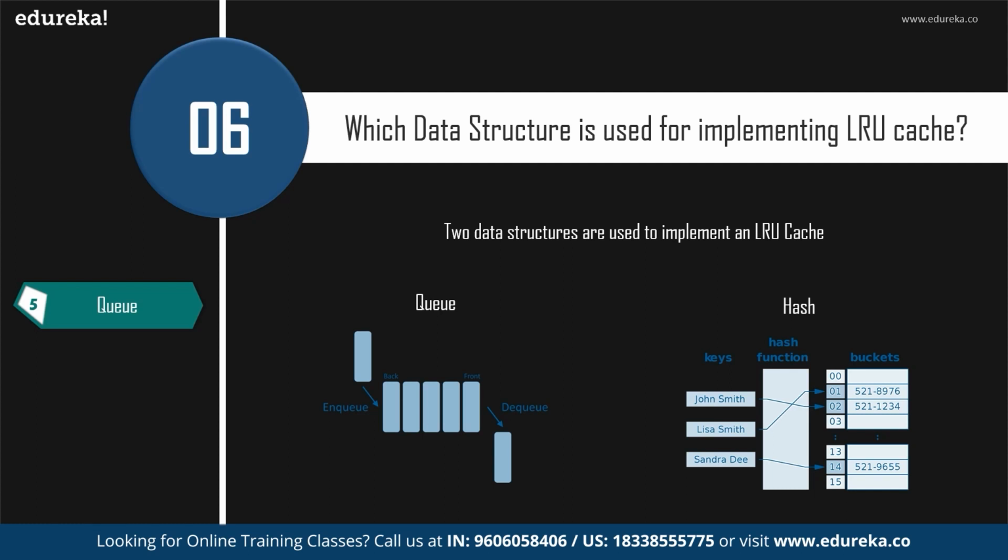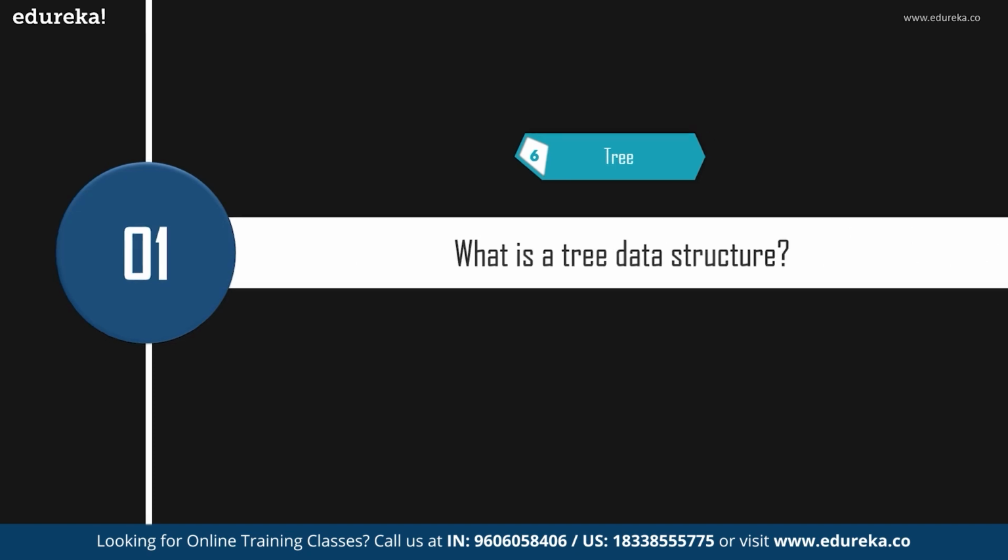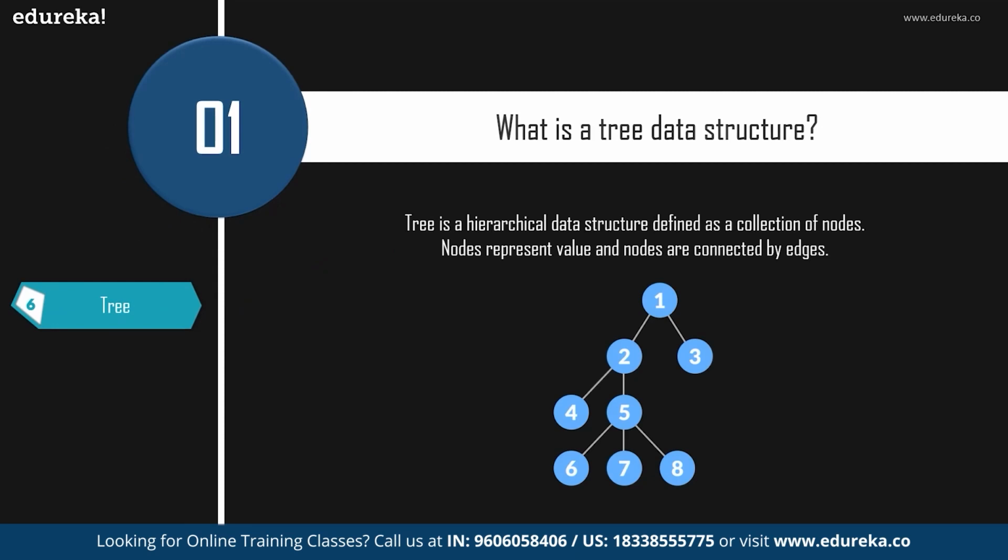Now let's see a few questions based on tree data structure. The first question is, what is a tree data structure? A tree is a recursive data structure containing a set of more than one data nodes where one node is designated as the root of the tree while the remaining nodes are called the children of the root. The nodes other than the root node are partitioned into non-empty sets where each one of them is called a subtree.